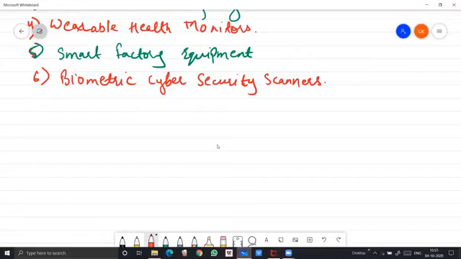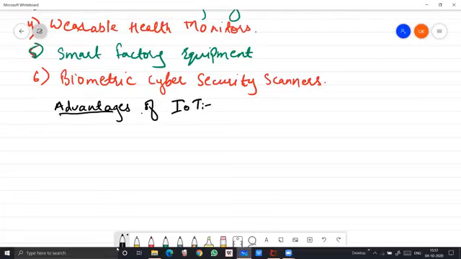After that we had seen the advantages of IoT. A few of the advantages, you have to study these advantages. So a few advantages here are what, students? Efficient resource utilization.